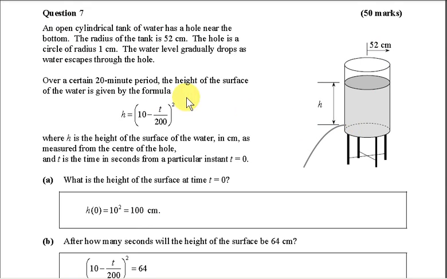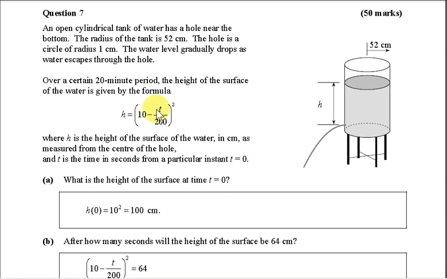Over a certain 20-minute period, the height of the surface of the water is given by the formula h equals (10 minus t over 200) all squared, where h is the height of the surface of the water in centimeters as measured from the center of the hole. t is the time in seconds from a particular instant t equals 0. What is the height of the surface at time t equals 0?